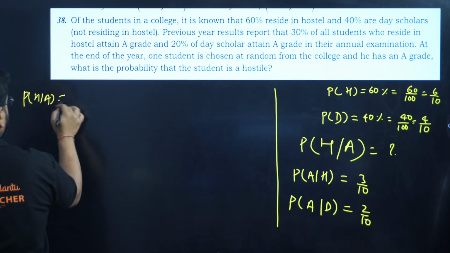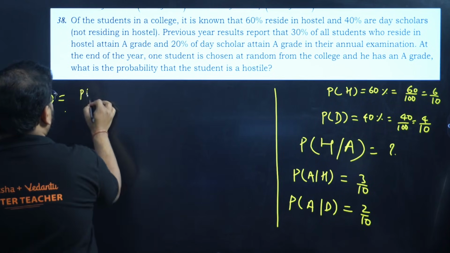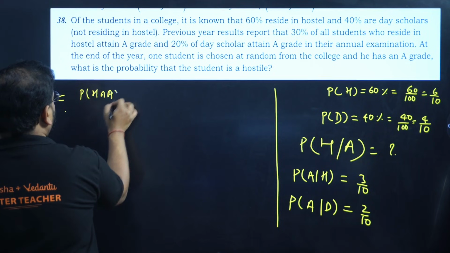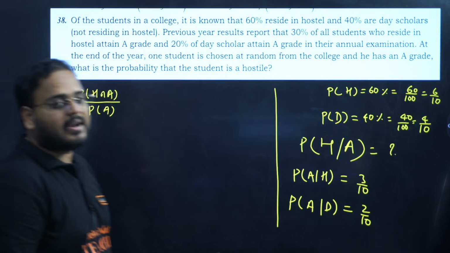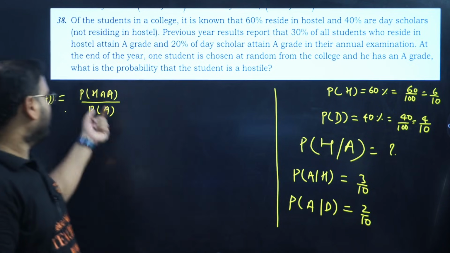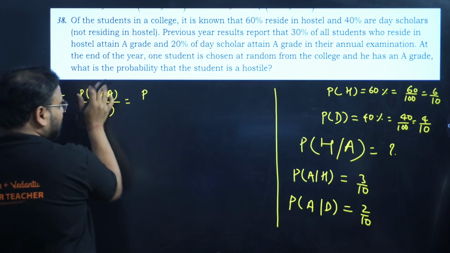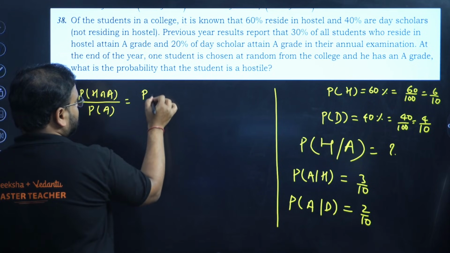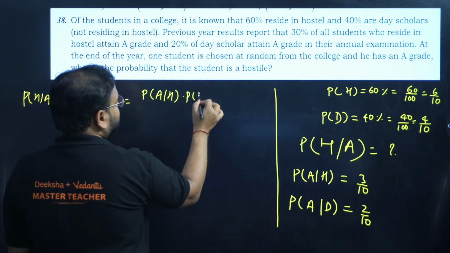P(H|A) is given by, check this out, P(H intersection A) upon the probability of the entire thing, P(A). Correct? The total probability, how do you find that? So the numerator will become the conditional probability P(A|H) times P(H).